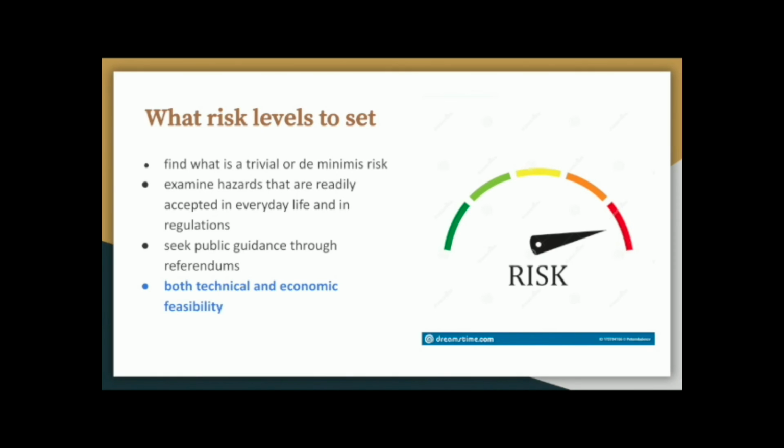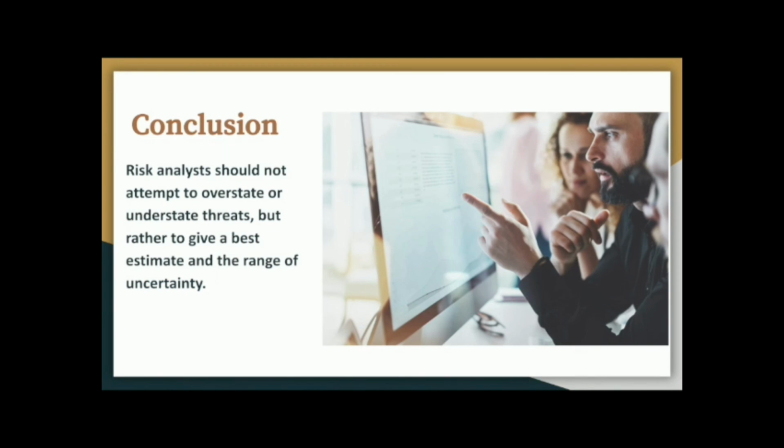One of the great advantages of risk management has been bringing the decision process out into the open. Since the probability cannot be lowered to zero, there are good reasons to inform the affected parties and the public of the basis for a decision. The conclusion is that risk analysis should not attempt to overstate or understate threats, but rather give the best estimate and the range of uncertainty. Decision makers can choose the proper amount of conservatism in setting the standards.